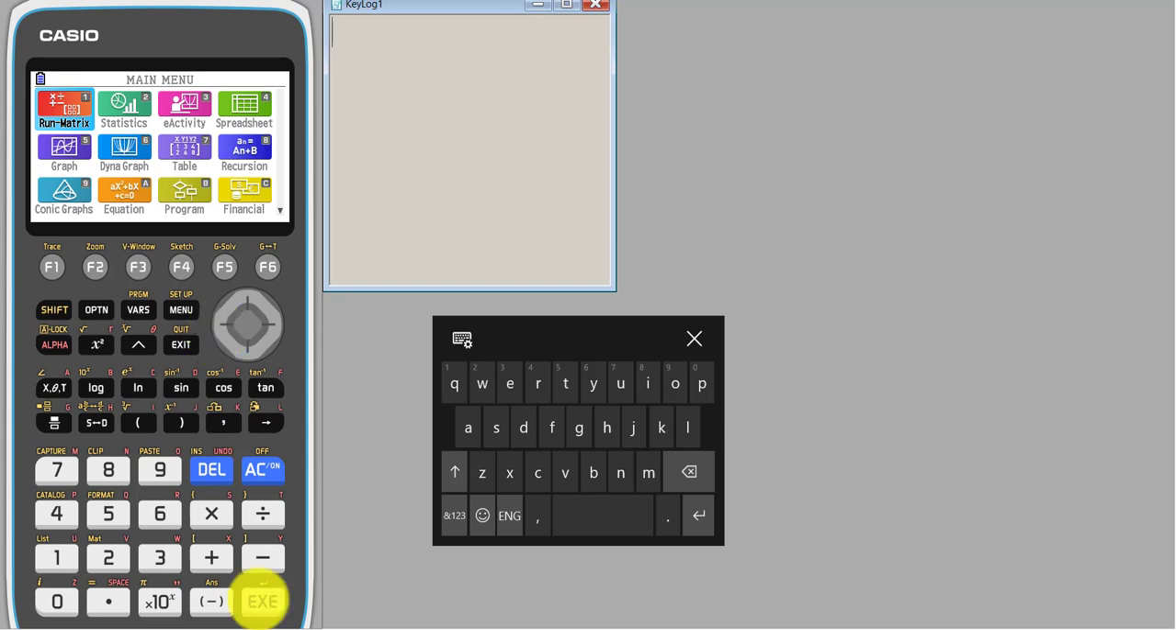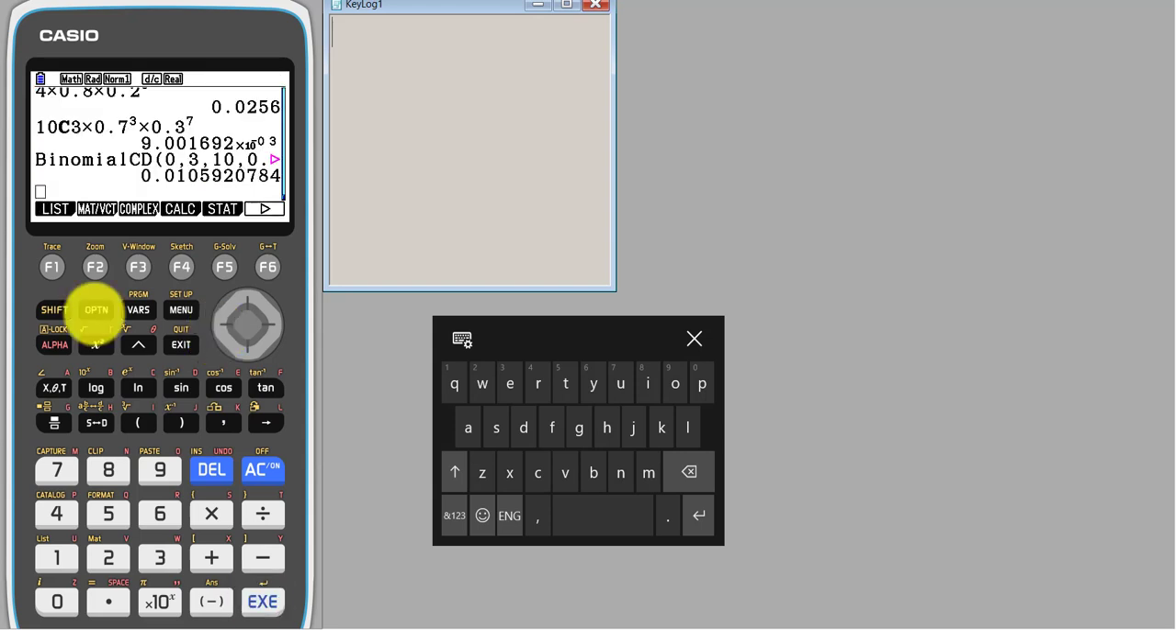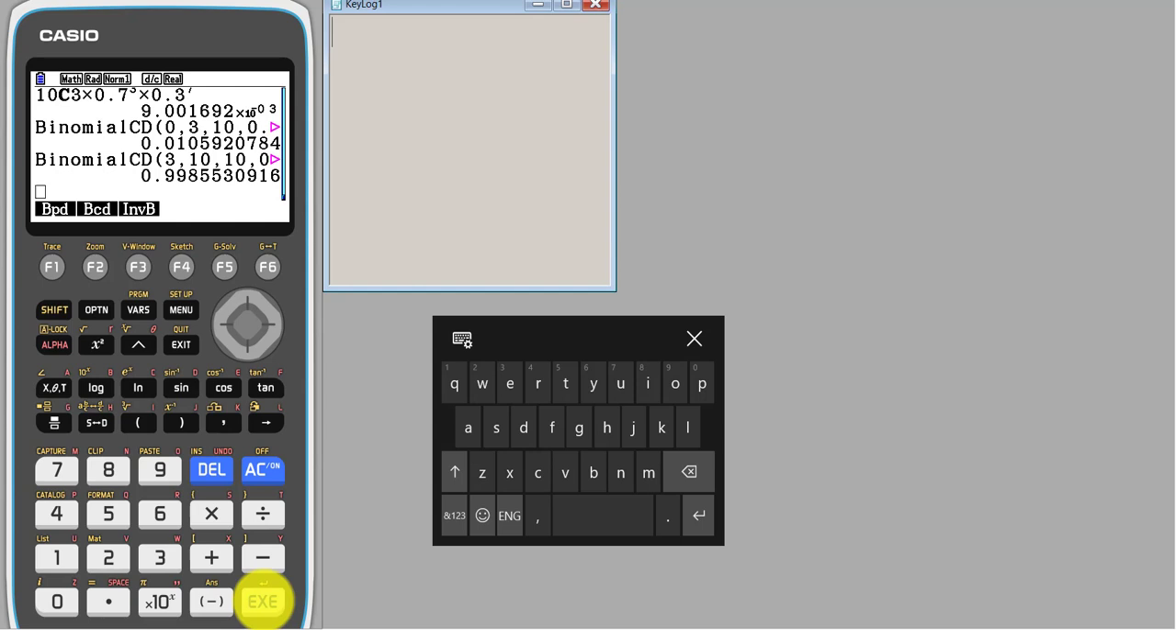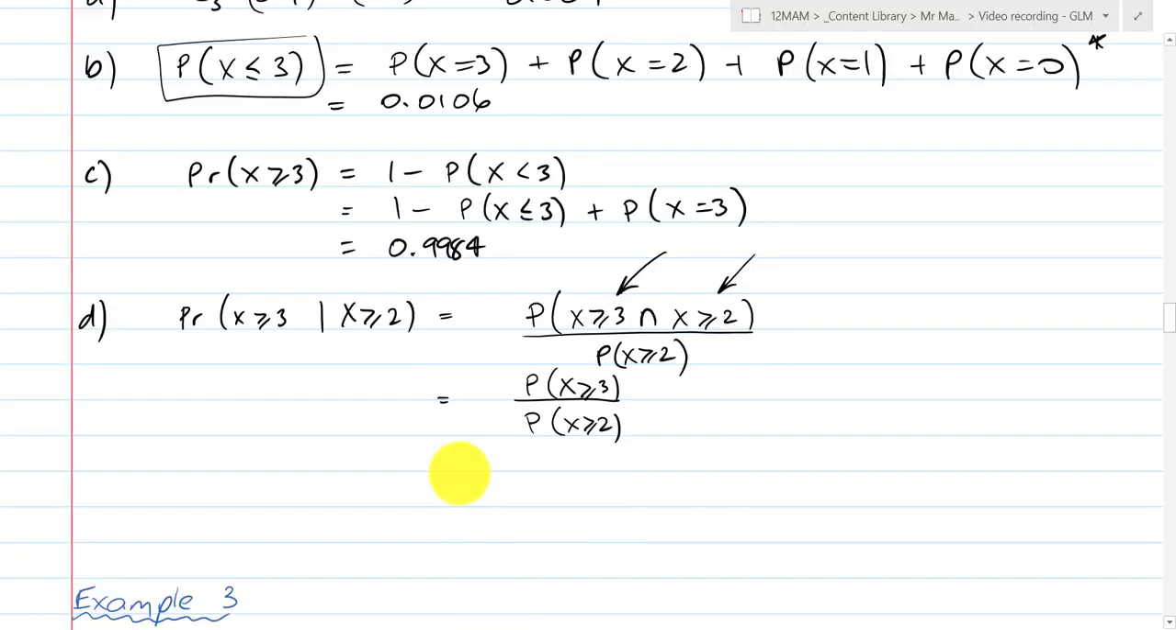It's a bit easier to do it in the run matrix because I can go option, stat, distribution, binomial CD, and then I can do 3, 10, 10, 0.7. That's for x is greater than or equal to 3, and I can divide that by another BCD, 2, 10, 10, 0.7, and it will give me 0.99855. So 0.9986 to round to 4 decimal places.